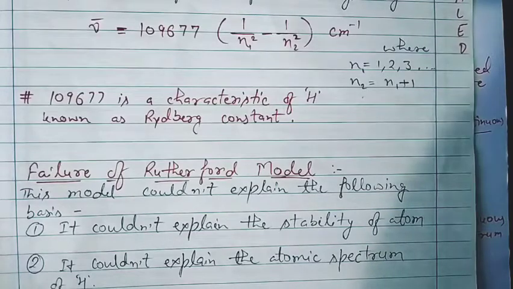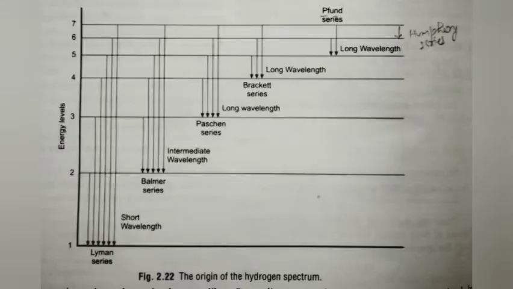Thank you. This picture is representing the hydrogen spectrum obtained from the different regions, ultraviolet, visible and infrared, series wise.